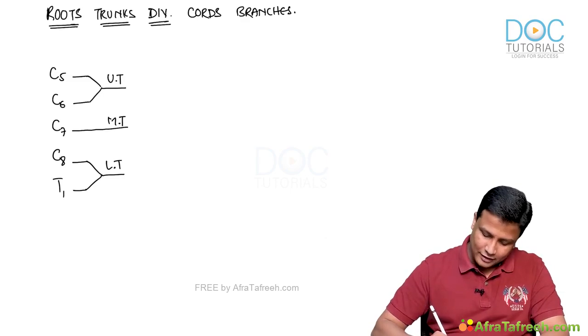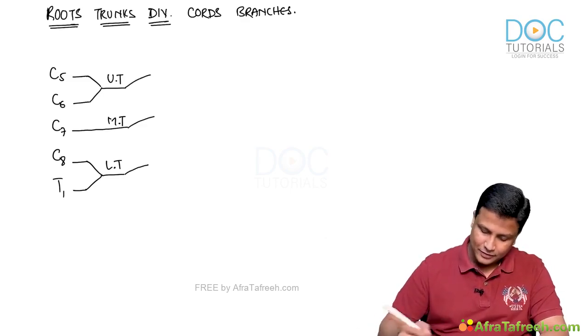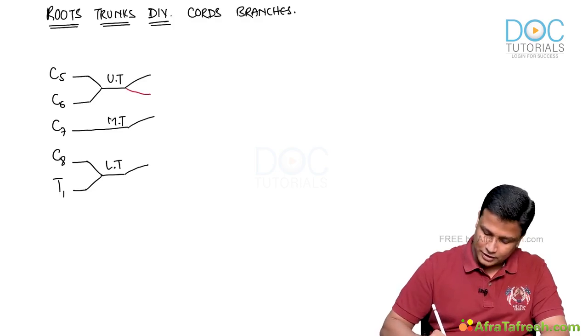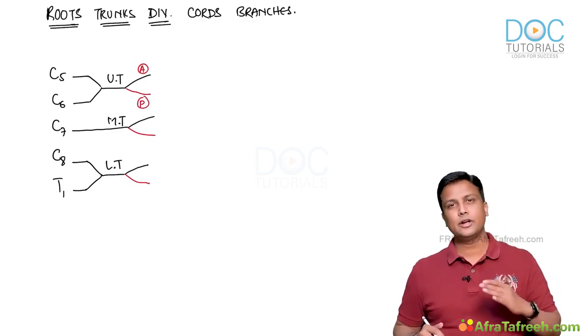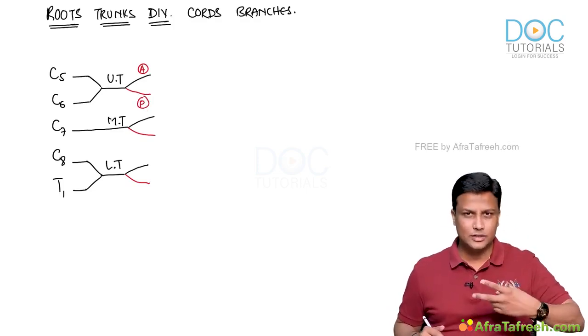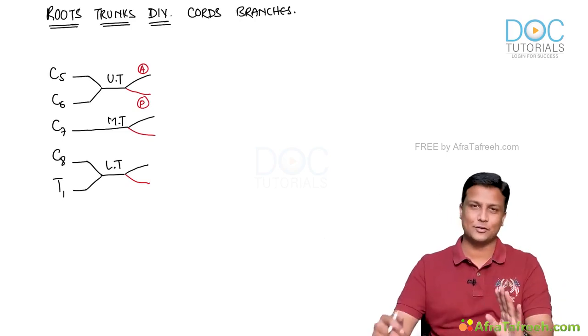So let me draw the anterior division with the black color here. So these are the anterior divisions. And then this will be the posterior divisions here, guys. So what's happening here? Basically, all the 3 trunks, that is your upper trunk, middle trunk and lower trunk, are dividing into 2 divisions. One is anterior, another one is the posterior division, guys.